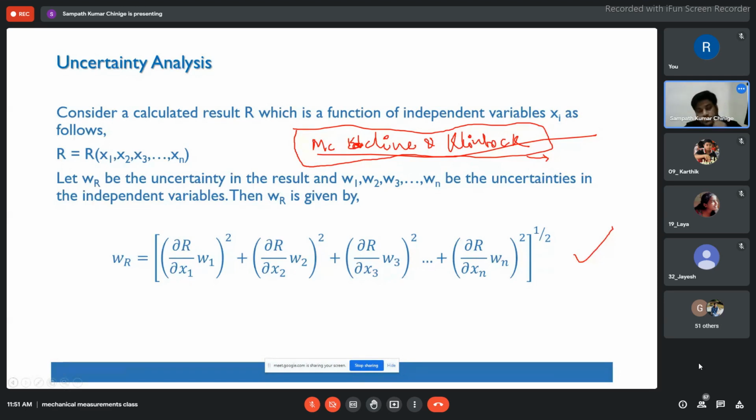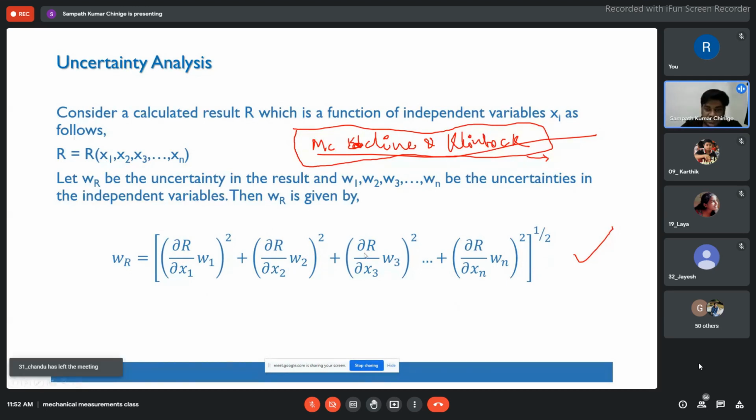Now, is R an additive function, a productive function, or are the variables related in the form of a division? Based on that, you have to modify this partial differentiation, and accordingly you get the equation for the uncertainty. For example, X1 may be temperature measured with a thermocouple, and the thermocouple deviation is W1. X2 is pressure, and whatever the deviation in pressure is, you put it over here. All the individual terms are squared, and if you take the square root, you get the uncertainty of that particular R.